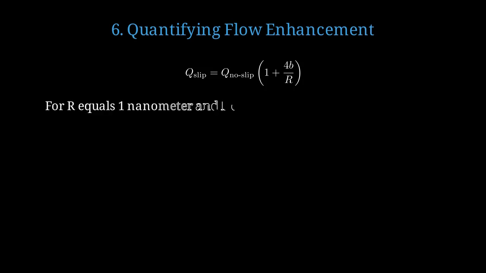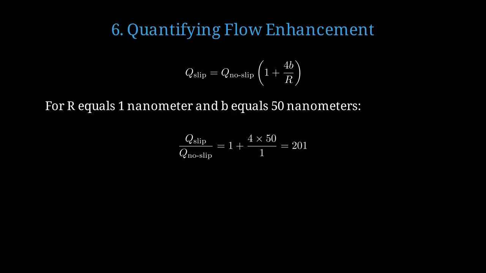Let's quantify exactly how much the flow is enhanced by slip. The flow rate with slip equals the no-slip flow rate times 1 plus 4 times the slip length divided by the tube radius. Let's do a numerical example. Consider a nanotube with radius 1 nanometer and slip length 50 nanometers. The enhancement factor is 1 plus 4 times 50 divided by 1, which equals 201. The flow is over 200 times faster.